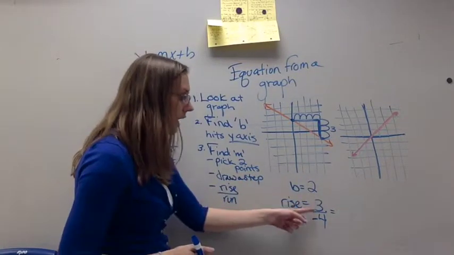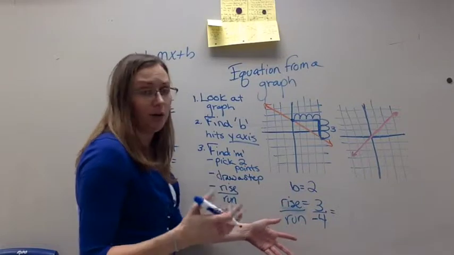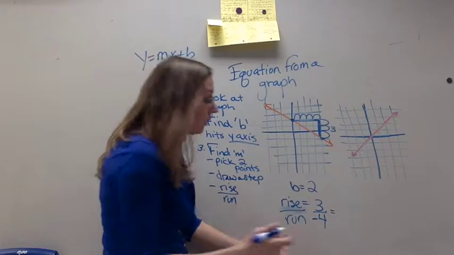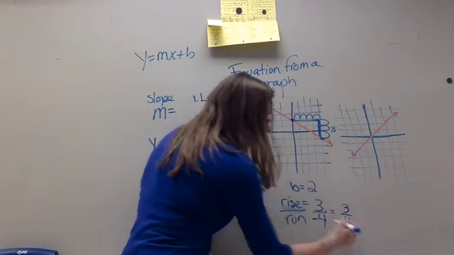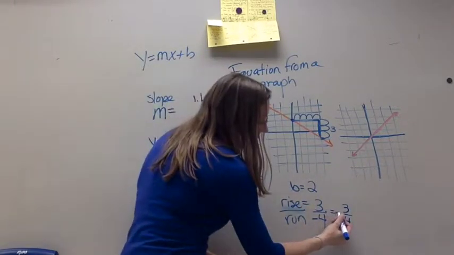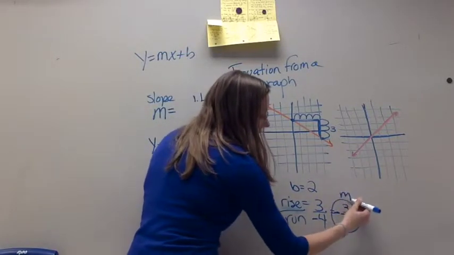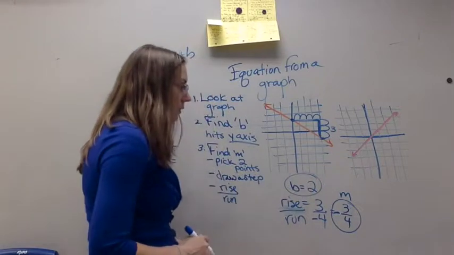I would say 3 divided by 4, well, I know that's not going to be a nice number, so I'm not going to do anything. It's already simplest form, 3/4, okay? But a positive divided by a negative means I should pull out that negative in front, okay? So this is my m value, and this is my b value.